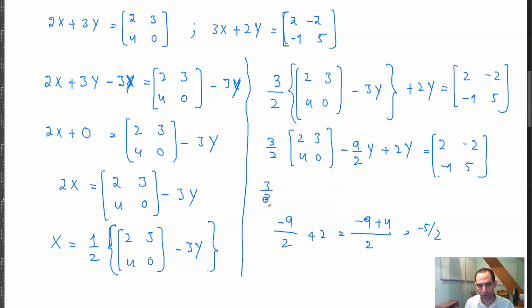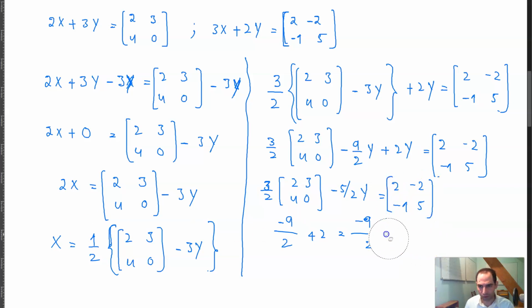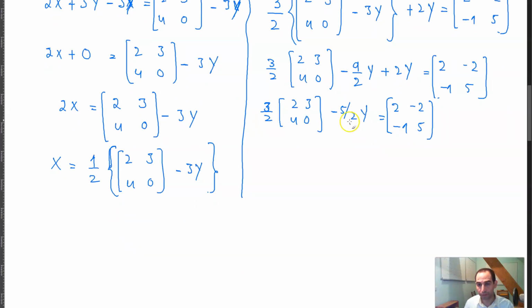So I can write this as 3 halves times 2, 3, 4, 0, negative 5 halves Y is equal to 2, negative 2, negative 1, and 5. Right? Then what I can do is take this matrix to the other side, meaning that I can add a negative 3 halves times the same matrix 2, 3, 4, 0.